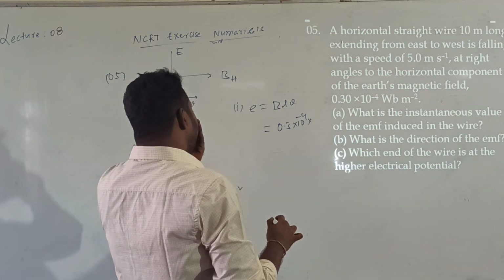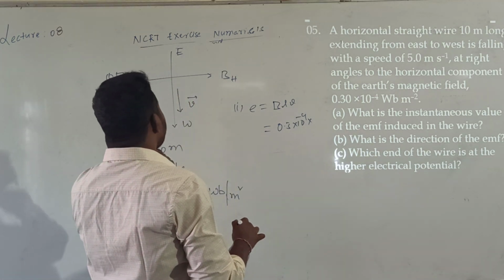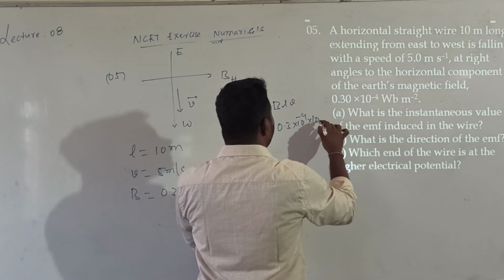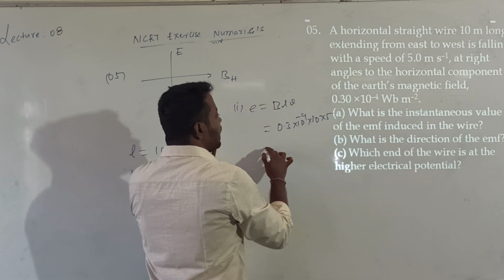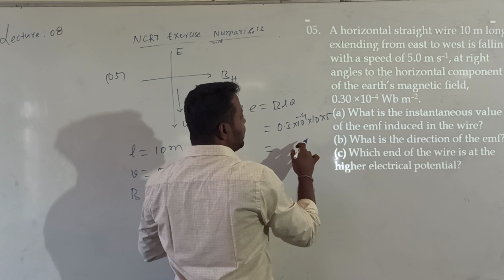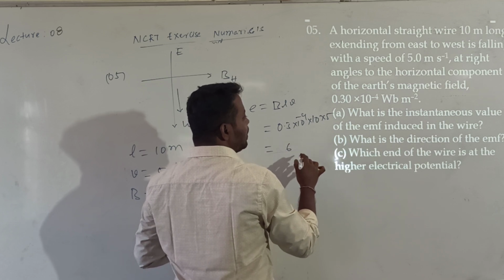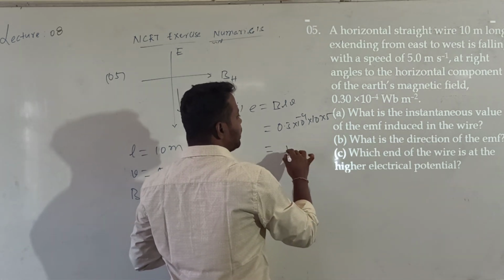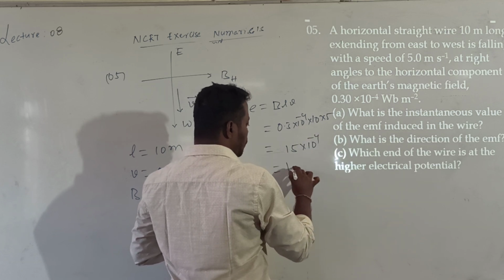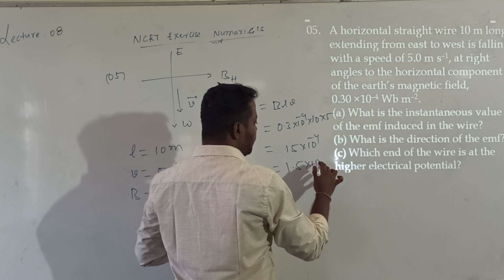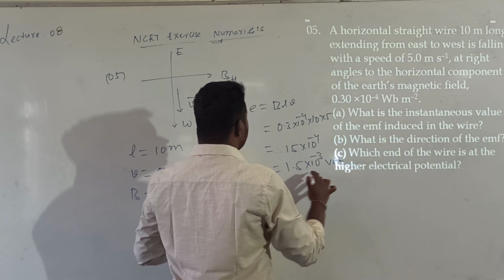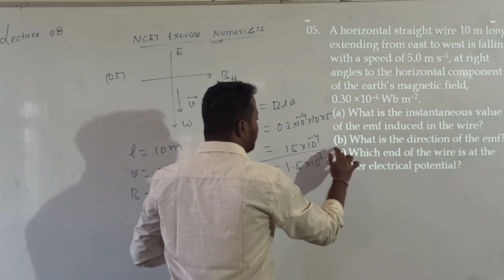So what is the value of L? L value is given as 10, into V value given as 5. So then what will I get as the answer? 0.3 into 5 is 15. 15 into 10 power of minus 4, or 1.5 into 10 power of minus 3 volt. So this is the induced EMF which is developed across the rod.